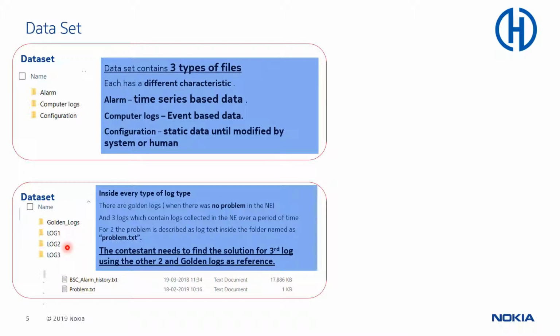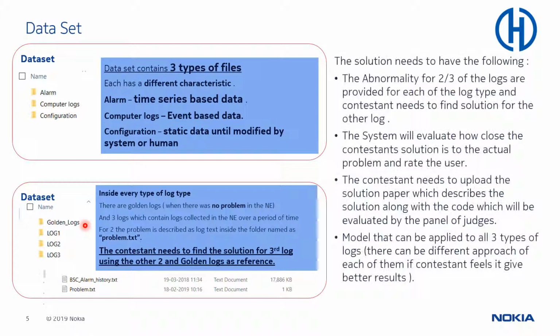For the first two logs, the problem is described by problem.txt. Now you can see here below, BSC alarm history is a log file coming from a network element, and problem.txt is basically the problem which is inside that BSC alarm log file. Now the contestant needs to find the solution for the third log, using the other two and golden logs as a reference.